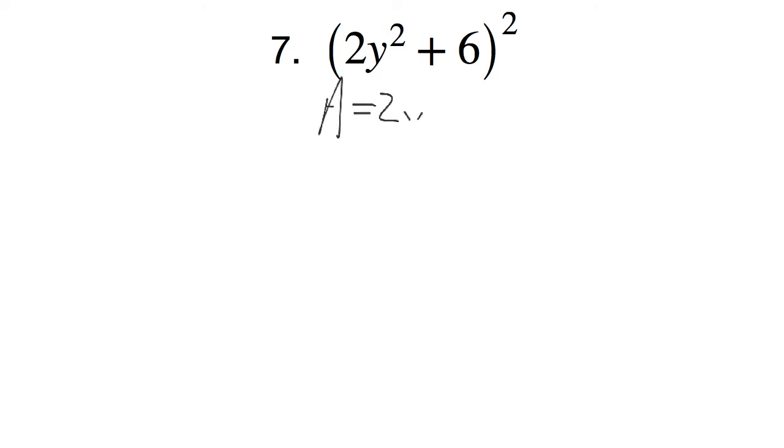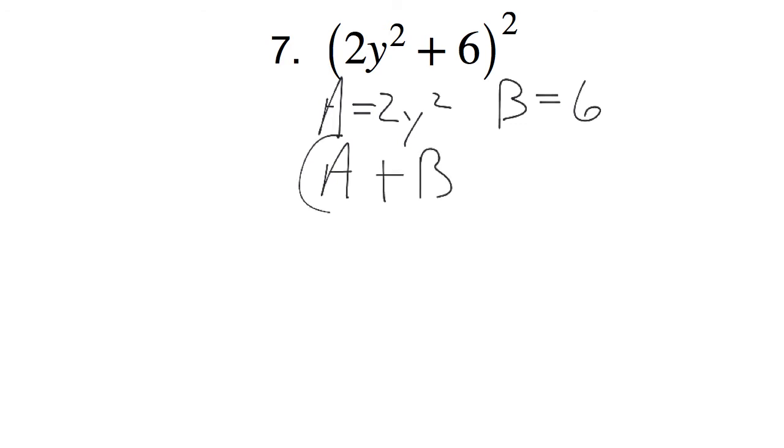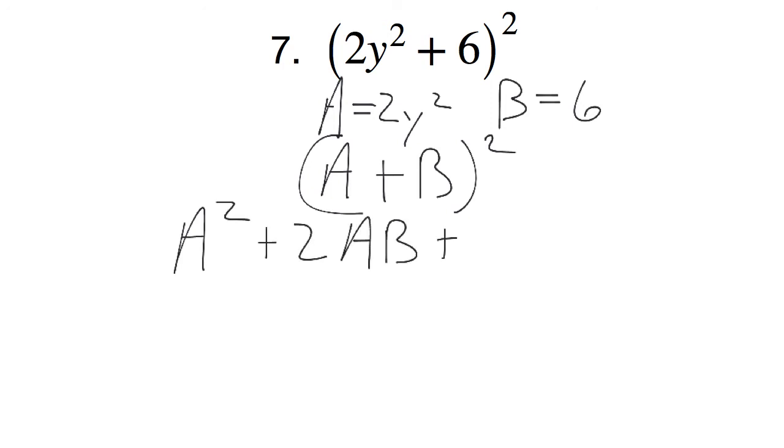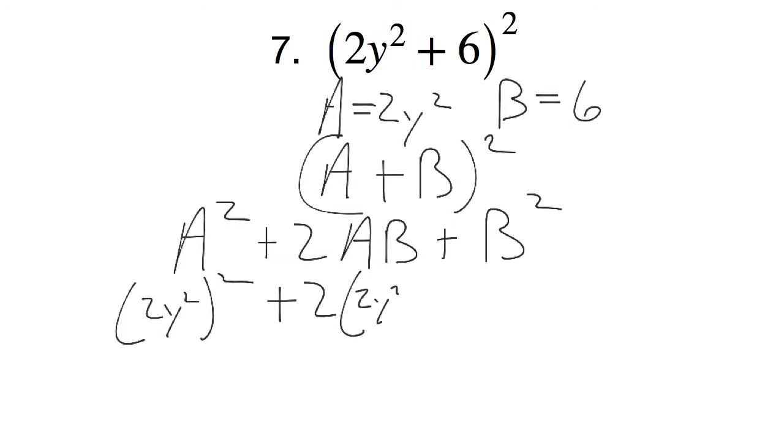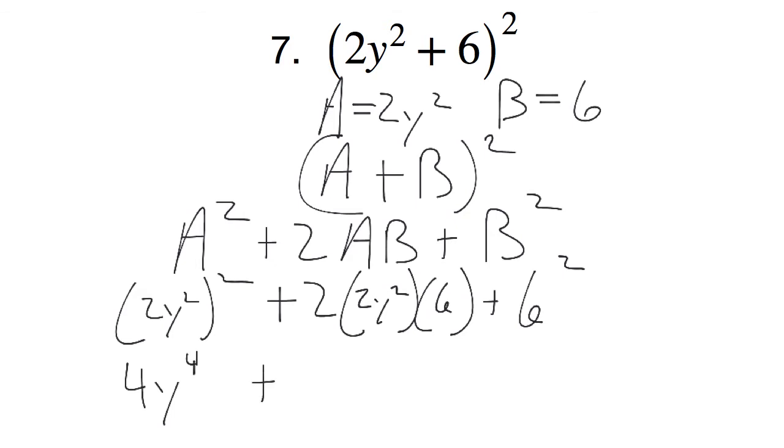A is going to be 2y squared. B is going to be equal to 6. So therefore, if we have a plus b squared, then the formula says that it's the same thing as a squared plus 2ab plus b squared. What is a squared? That's going to be 2y squared squared, plus 2 times 2y squared times b, which is 6. And b squared is 6 squared. Let's simplify. We've got 4y to the 4th, because 2 times 2 is 4. We've got 2 times 2 is 4, times 6, which is 24, y squared, plus 6 times 6, which is 36.